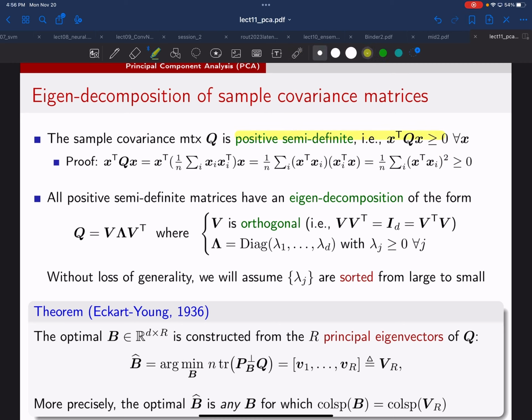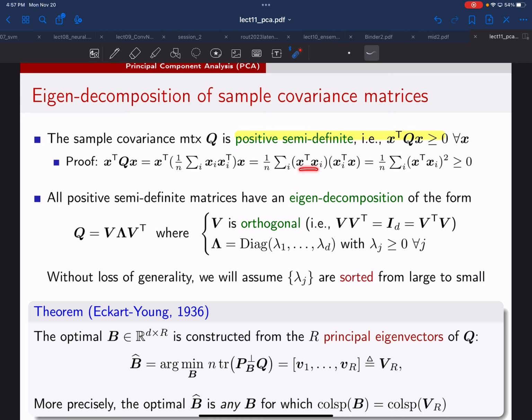And so, why are sample covariance matrices positive semi-definite? We can do a short proof. So let's start with this. For any x, we plug in the expression for Q. We can then move this x transpose through here and realize that we get x transpose times xi. That's a scalar. So let me just put a little parentheses around it to clarify that we're isolating this. And then over here we have another thing, xi transpose x, which is another scalar.